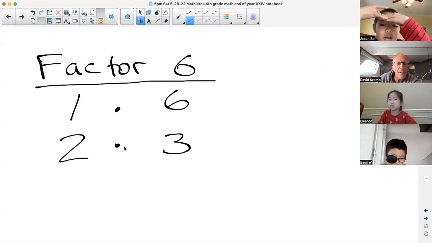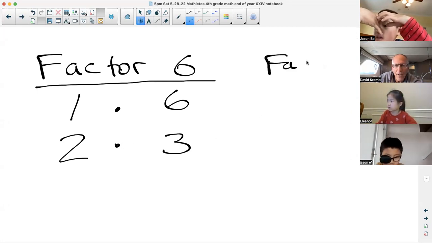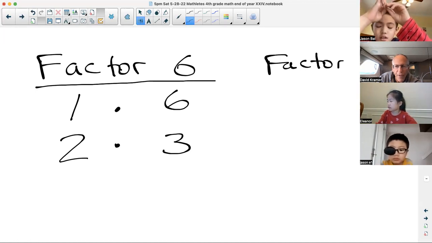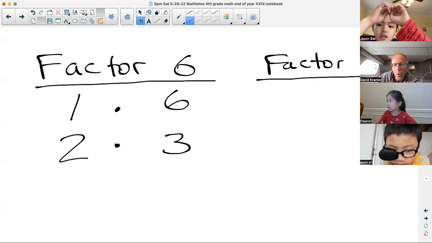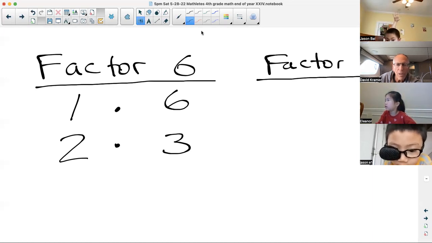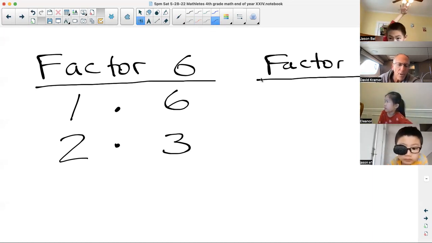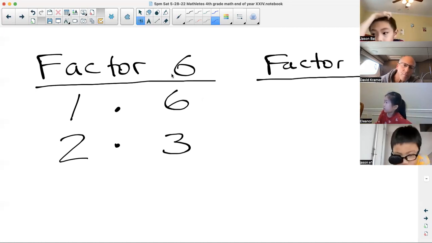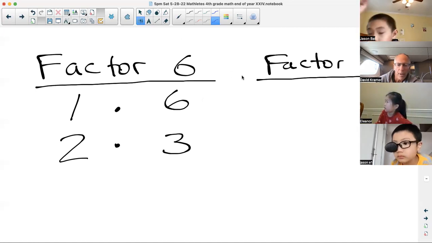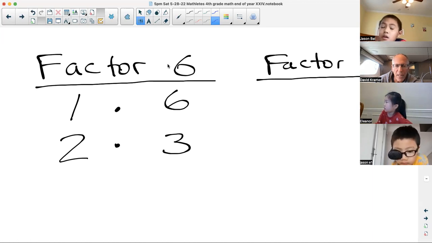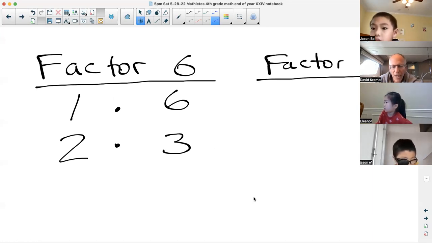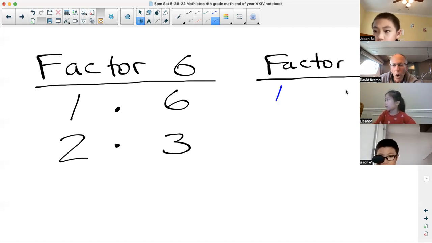So those are factors. So if I said to you, factor the number 56, the first thing you would do is write down which two numbers. Jason E., if the first factors of 6 are 1 times 6, what are the first factors of 56? 1 and 56.